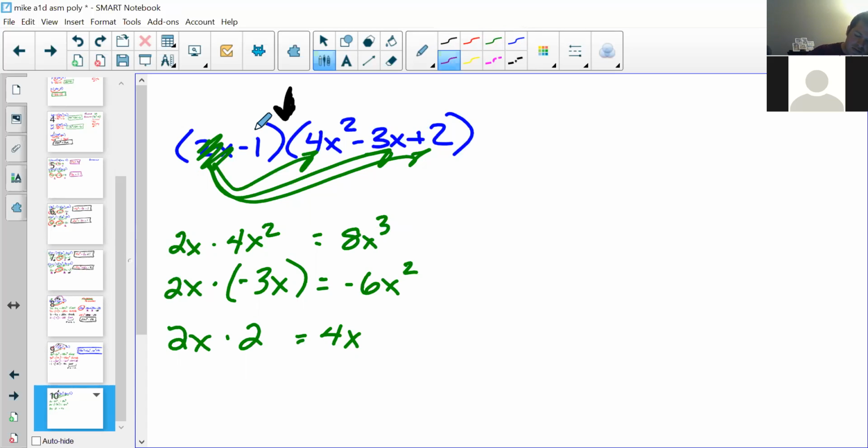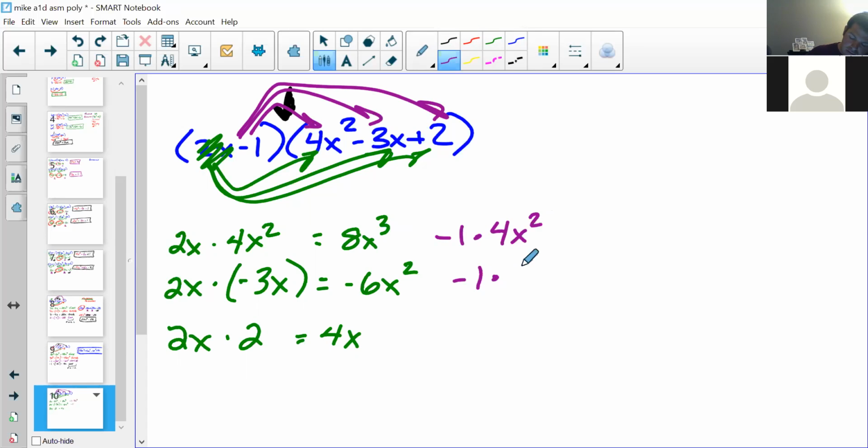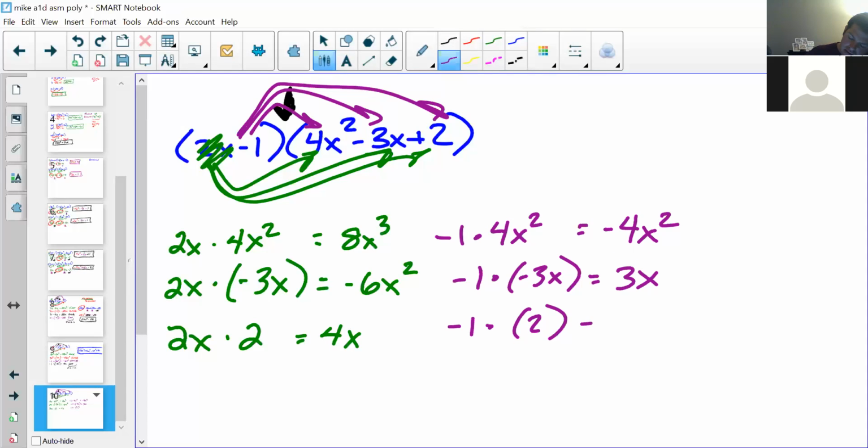Go ahead and distribute the negative 1 to every single term in that second quantity. And I get negative 4x squared, positive 3x, and a negative 2.